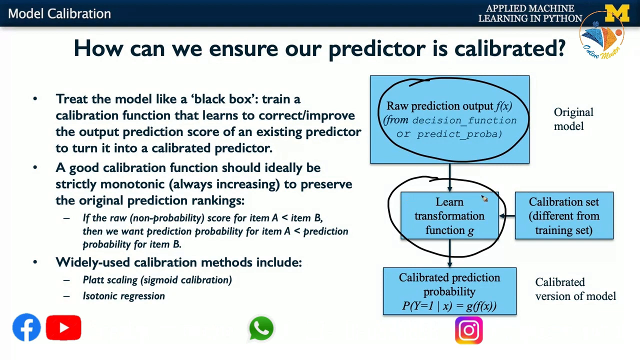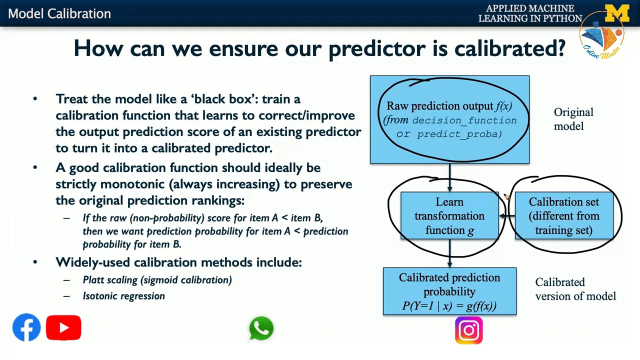And we're going to learn this transformation function g using what's called a calibration set. So this is a set of data that must be different from the set of data that was used to train the original model. We'll talk about that more in a minute. A good calibration function, this function g, ideally should be strictly monotonic, should always be increasing, in order to preserve the original prediction rankings. For example, if the raw score from the original model for item A is less than the raw score for item B, then we would expect that the prediction probability for item A should be less than the prediction probability for item B. And here I'm talking about, say, a binary classification scenario.